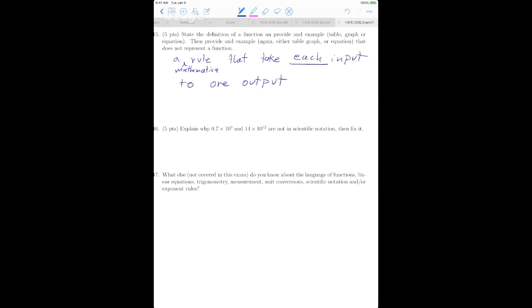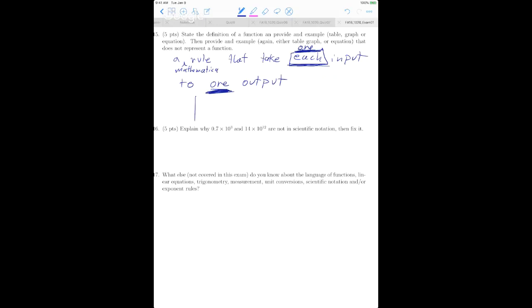I say each here, and a lot of people put one, and they underline it. One input, one output. I don't know if that puts the emphasis on the right syllable, though, because each input has to have one output, not one output has to have, or one input has to have one output, right? It's each input. There's a semantic difference there, no?